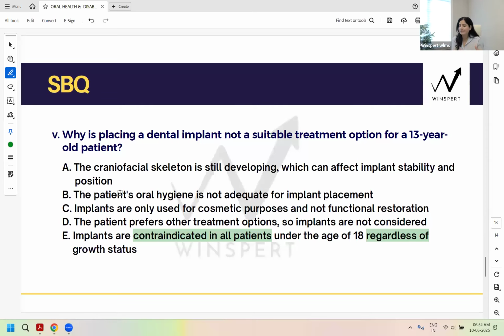If the growth is completed, then you may go for implants at 17 also. So it's both criteria which should be met, right? And in certain younger patients also, some implants are given, right? So the best answer would be A, that the craniofacial skeleton is still developing, which can affect implant stability and position. That's why they are not a suitable treatment in a 13-year-old patient.